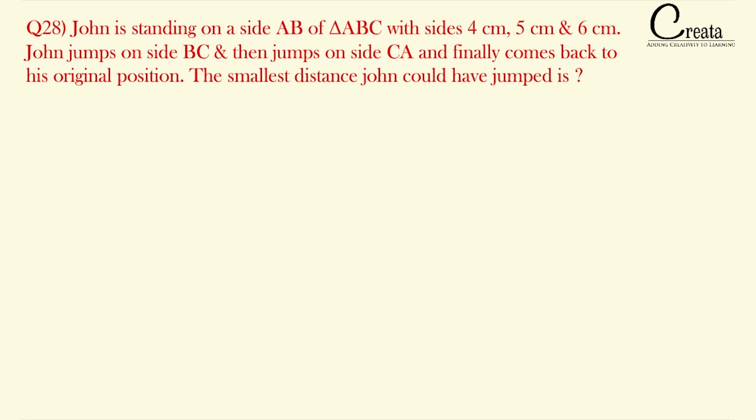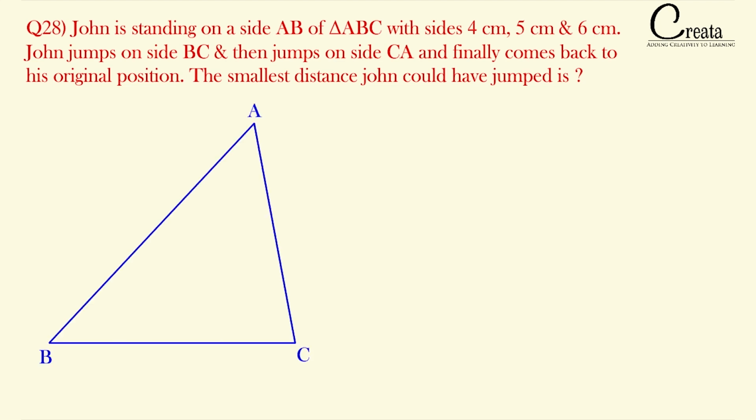Our first step is to visualize and observe the question. In this question, a triangle ABC is given. Let's have a triangle ABC and the three sides of this triangle are 4 cm, 5 cm and 6 cm. Further, a person John is given who is standing on the side AB. Let's say John is standing at the point D. Then John jumps to the side BC. Let's assume John jumps to the point E. The point E is on the side BC.